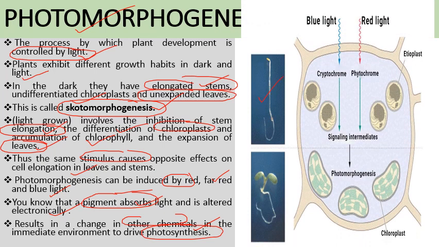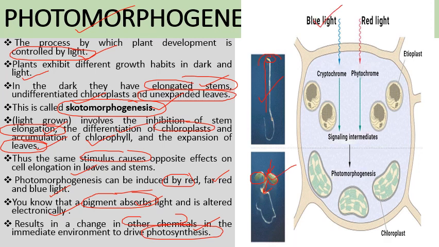So this is the seedling which is grown under dark condition. In this the stem is elongated, leaves are not expanded, while this is the light grown seedling in which the stem growth is inhibited and leaves are expanded and they are green and chlorophyll is differentiated.